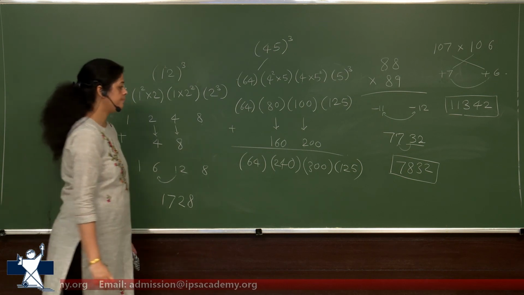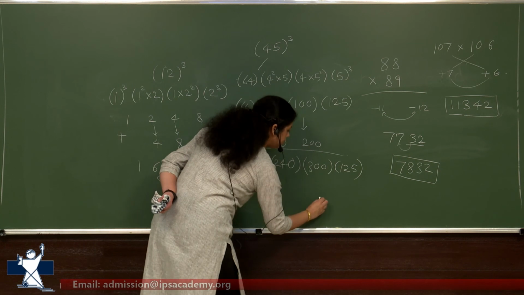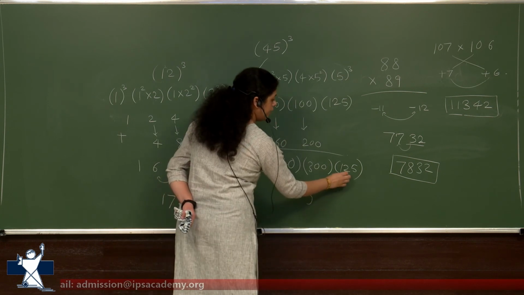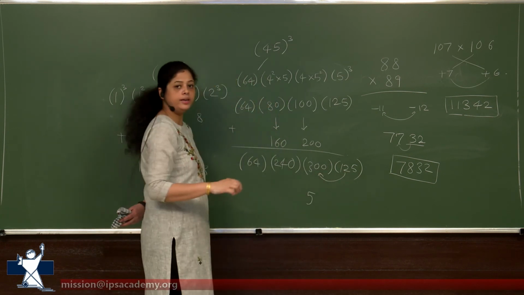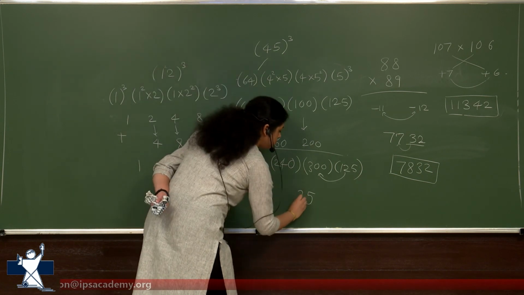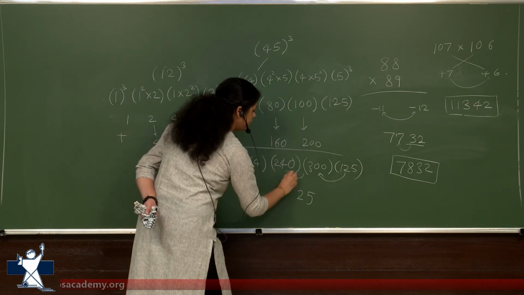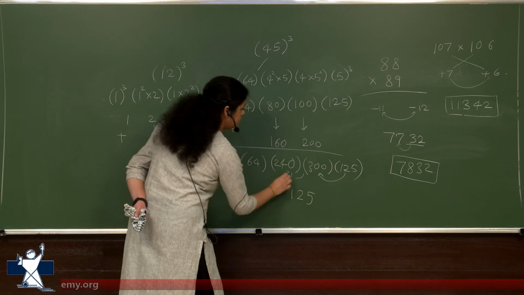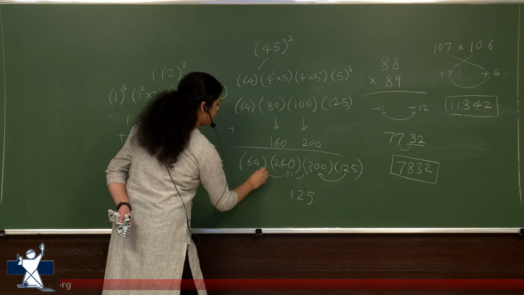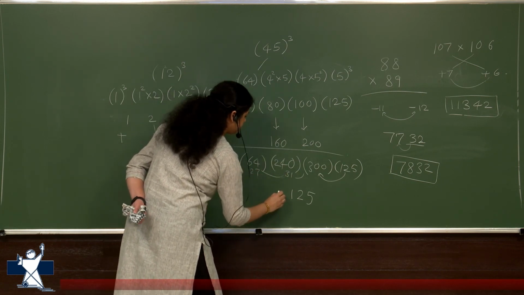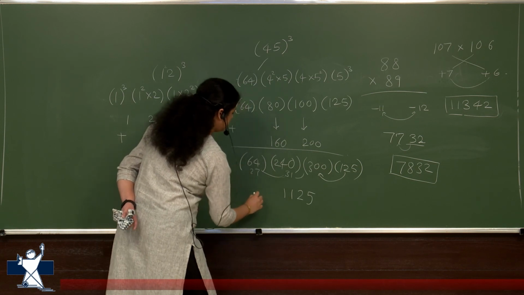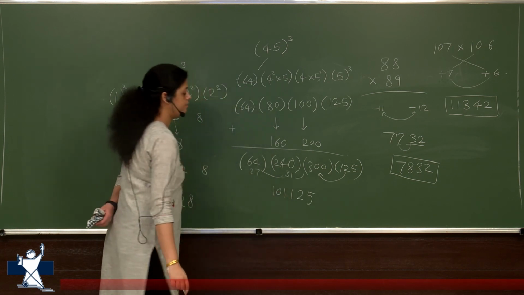Now what to do? Starting from the unit digit. 5, 12 will be carried over to 300. So it will be 312. Uska 2, 31 will be carried over here. Uska 1, 27 will be carried over to here. 101,125.